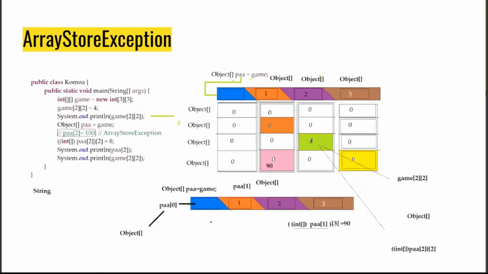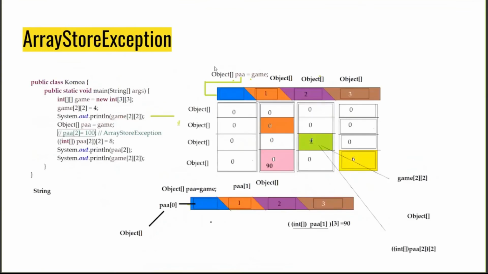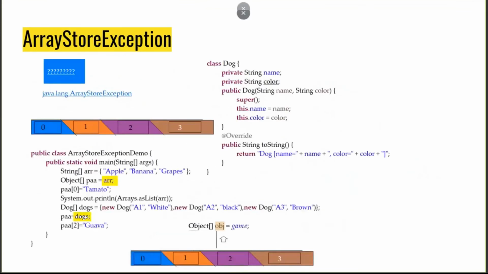There is another popular exception called ArrayStoreException that you have to understand. You have to understand when the array store exception comes. Here I am creating an array of string: apple, banana, grapes. An array of string you can assign to the object type array.